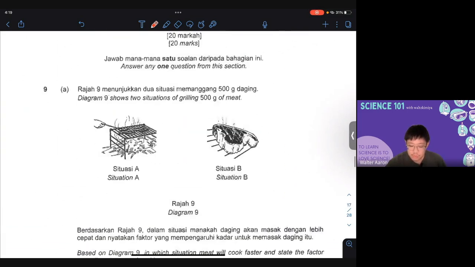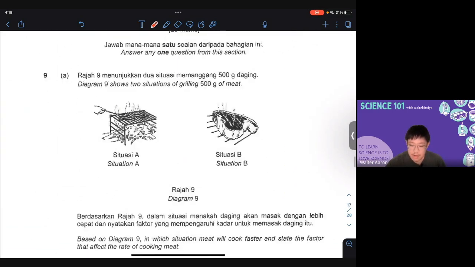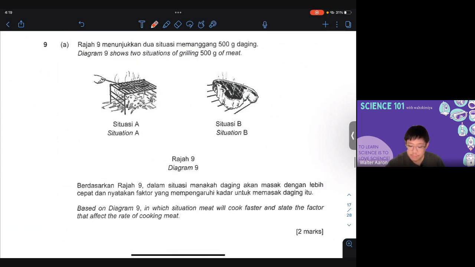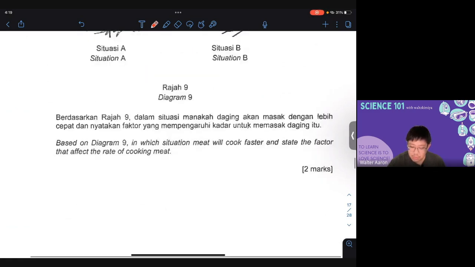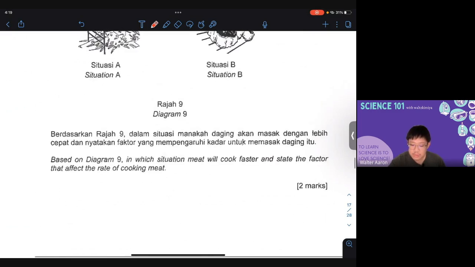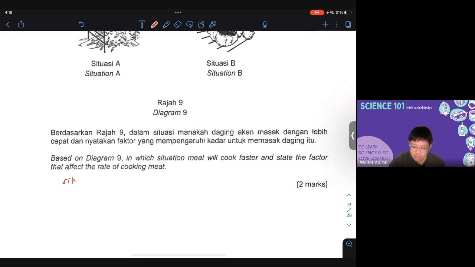Okay, let's move on to section B, question number 9. All right, answer any one of the questions from this section. So diagram 9 shows 2 situations when you're grilling a meat. So you can see here 500 grams of meat for both sides. One is, you can see there is a whole chunk of meat. The other one is a smaller piece, technically. So based on diagram 9, which situation will the meat cook faster and state the factor that affects the rate of cooking? So we'll say in situation A.